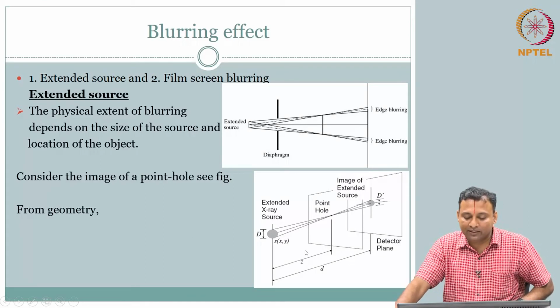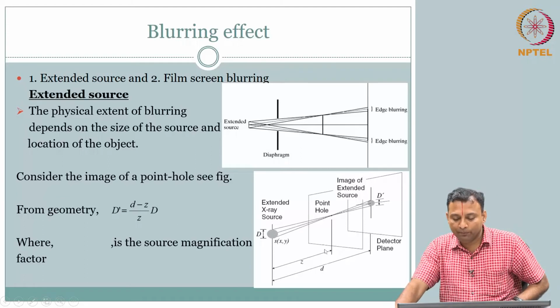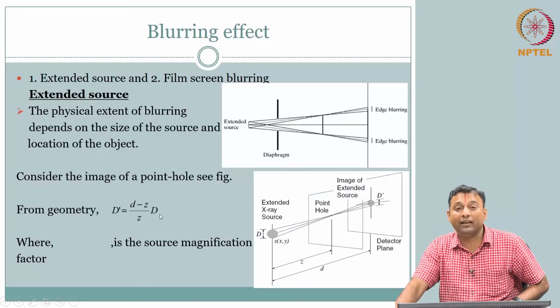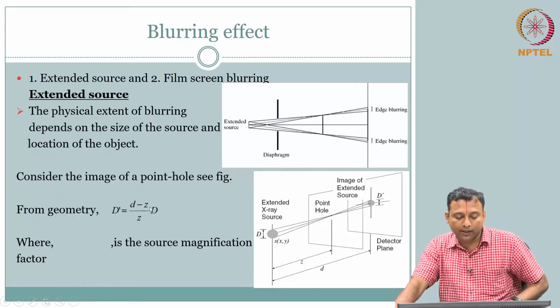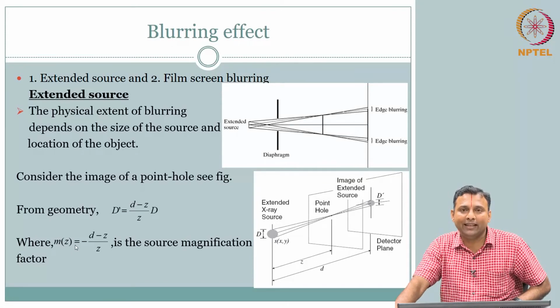So from the geometry that is given here, you could actually write out what D dashed is going to be. D dashed is going to be this (D minus Z) by Z times your capital D. So what is this (D minus Z) by Z? You can write that as your magnification, the source magnification factor.